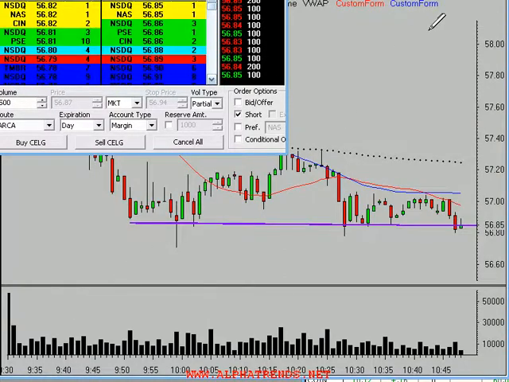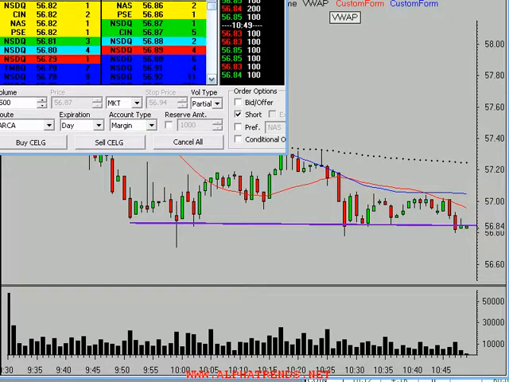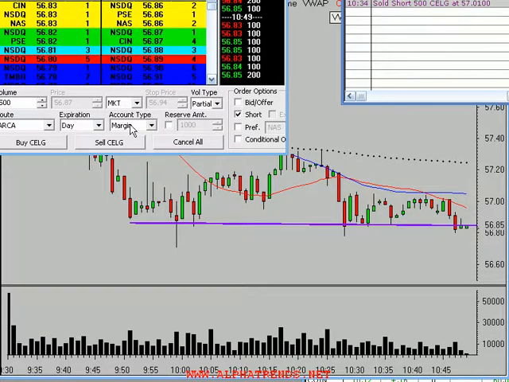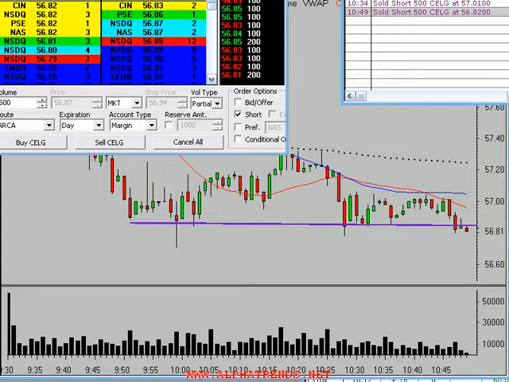Okay, looks like we're getting a little bit of action down here at the lower end of the range for this stock, and what I think I'll do is go ahead and sell short another 500 shares. This time I'm going to put it in as a market order, and you can see I just did that. So I've sold another 500 shares short at 56.82, and that now gives me 1,000 shares short at an average price of $56.92. Let's see if this thing can start breaking down.